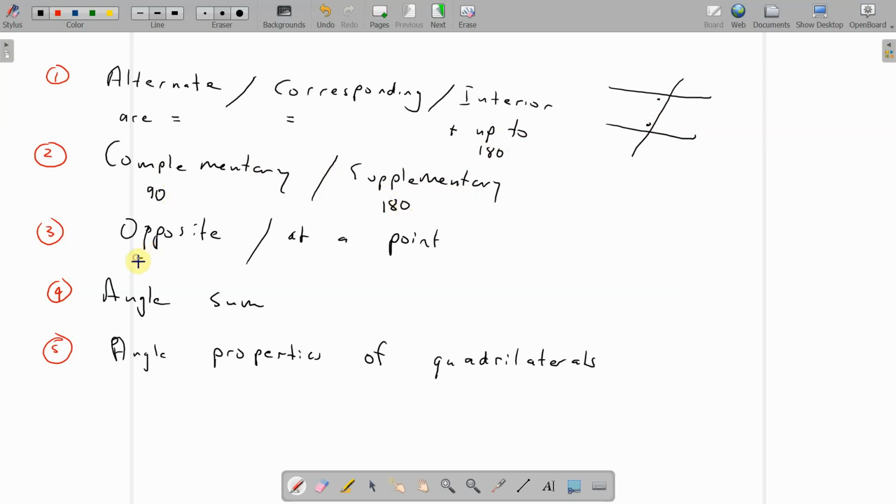Opposite angles are equal, so you've got something like this. Angles are equal, angles equal. Angles at a point, like say this one, these ones here, they all add up to 360. More on this one later, and more on this one later. Okay, so that's what we're covering.